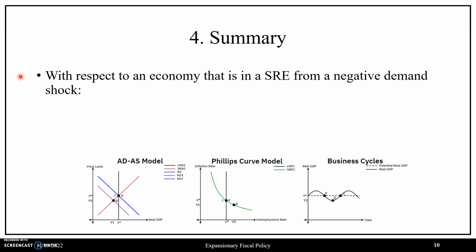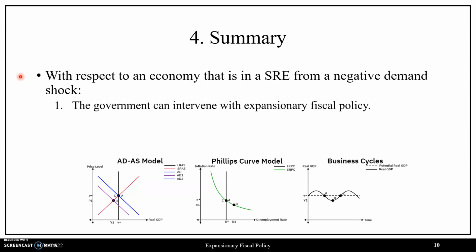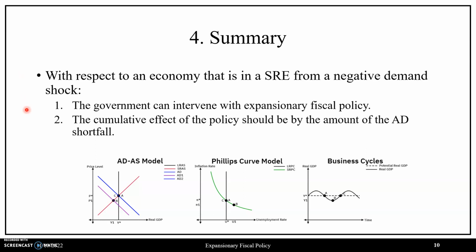So in summary, with respect to an economy that is in a short-run equilibrium from a negative demand shock, the government can intervene with expansionary fiscal policy, where the cumulative effect of the policy should be by the amount of the 80 shortfall, and in terms of the 3 options that can be pursued, government purchases are the cheapest option given that they have a direct effect on aggregate demand.